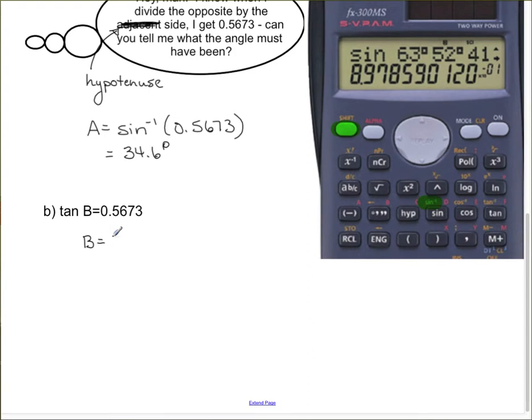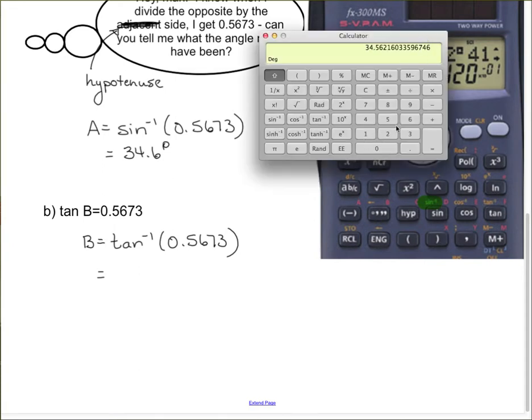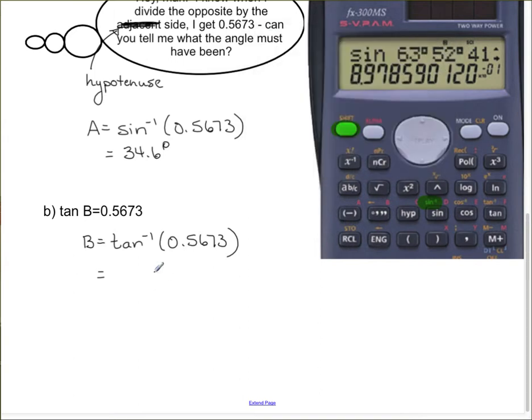Oh well. Now I'm going to go tan -1 of 0.5673. Now let's type that into the calculator. 0.5673, and now I have to press, oh, I don't have to press shift, it's still on my calculator. See how it still says -1? And now I just press tan. So it's 29.6.